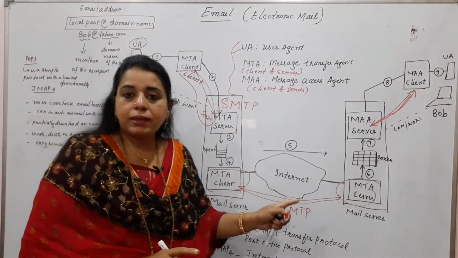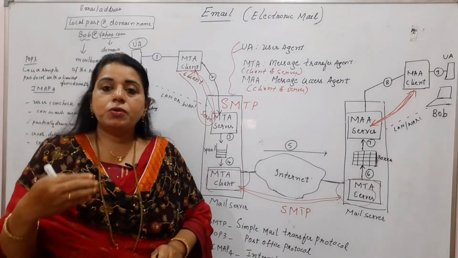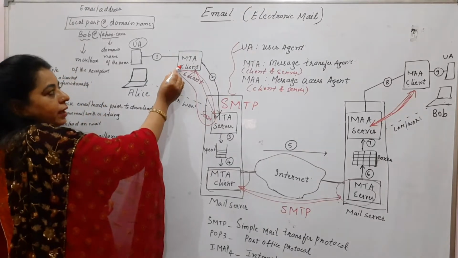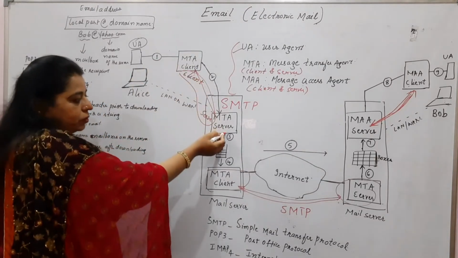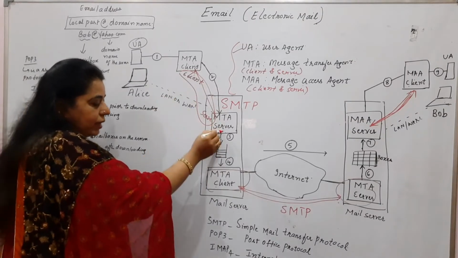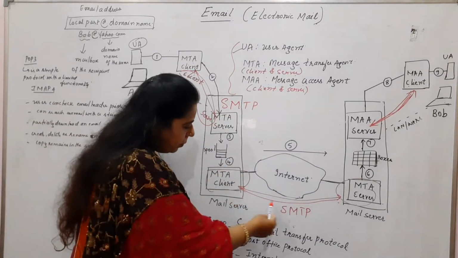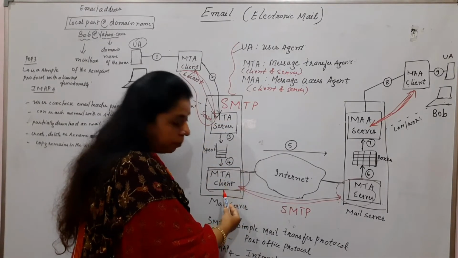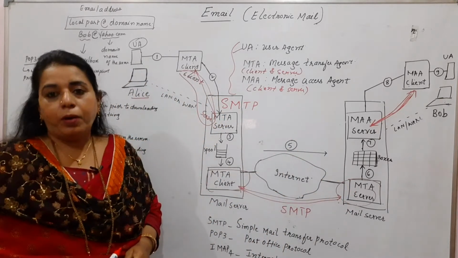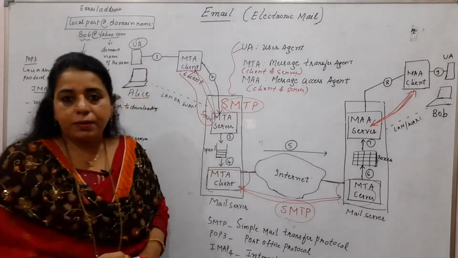So SMTP, Simple Mail Transfer Protocol, is a push protocol. It is used to push the email. First it will push the email from Alice's system to the local server, that is, the mail server of Alice. Then a second time it pushes the mail from the mail server of Alice to the mail server of Bob. So twice this protocol comes into picture in the architecture.